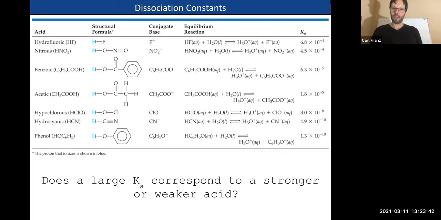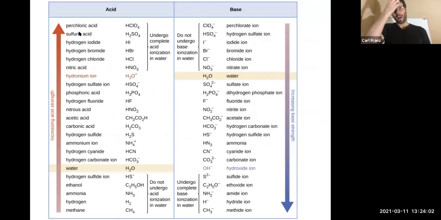Do you think that the Ka is larger in strong acids or larger in weaker acids? Let's look at this table from earlier, okay? What do we got? We got the strongest acids up top: perchloric, sulfuric, hydroiodic, and so on.